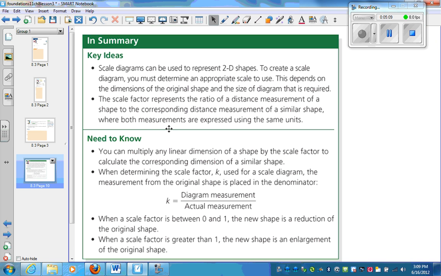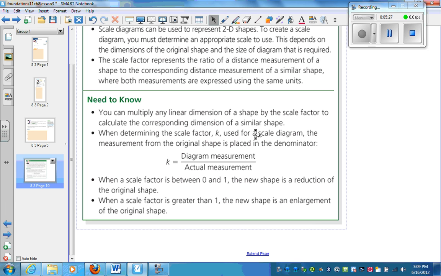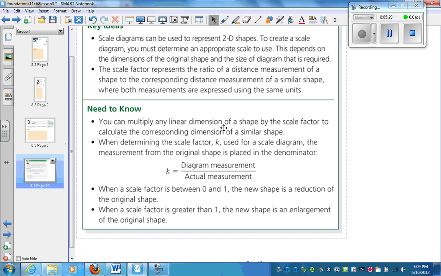Scale diagrams are used to represent 2D shapes. To create a scale diagram, you must determine an appropriate scale. This depends on the dimensions of the original shape and the size of the diagram that's required. The scale factor is the ratio of the distance measure of a shape to the distance of a similar shape, where both measurements are in the same unit. You can multiply any linear dimension of a shape by a scale factor to calculate the corresponding dimension of a similar shape. When determining the scale factor, the diagram measurement is placed in the numerator, the diagram over the actual. So this is very important. K is equal to diagram over actual. When it's between 0 and 1, it's a reduction. When it's greater than 1, it is an enlargement.